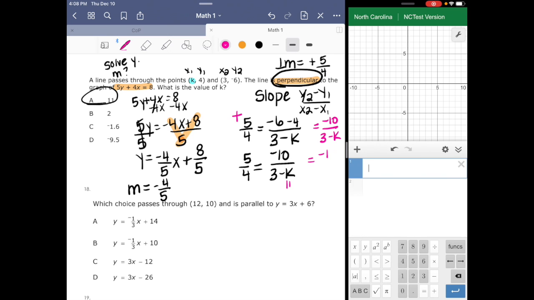So if I put 11 in there, this is going to be negative 10. I know that 3 minus 11 is going to give me negative 8. And negative 10 divided by negative 8 is positive 4 over 5, which is what we're looking for.